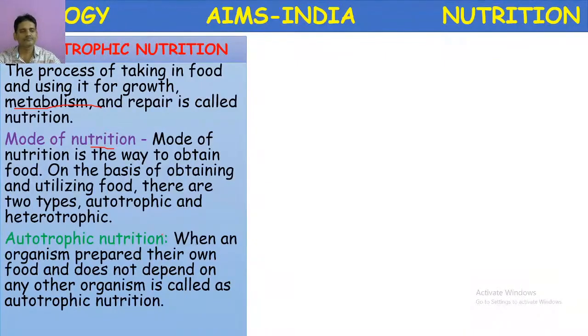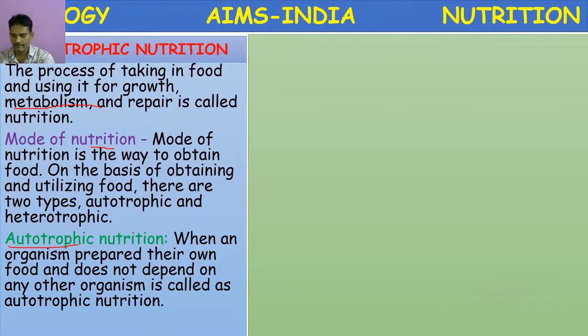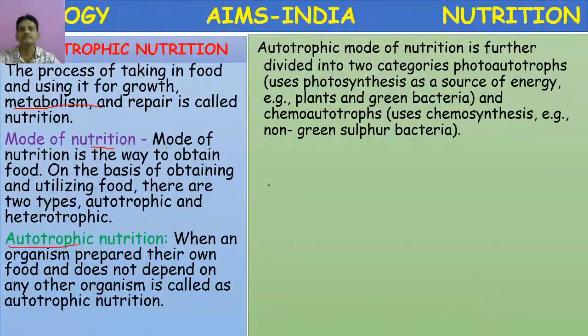What is autotrophic nutrition? When an organism prepares its own food independently, without depending on any other organism, it is called autotrophic nutrition, and the organism is called an autotroph. The autotrophic mode of nutrition is further divided into two categories, based on how the energy is available to the organism to prepare its own food.